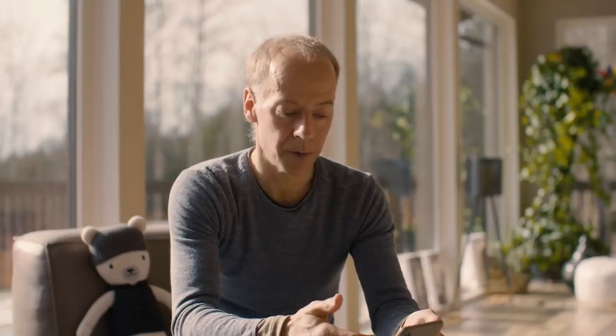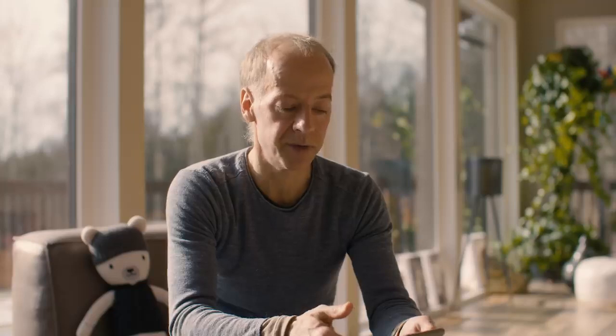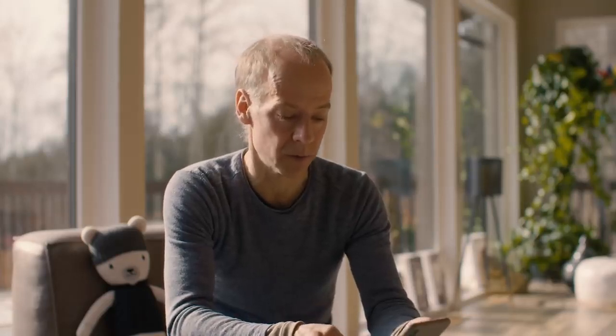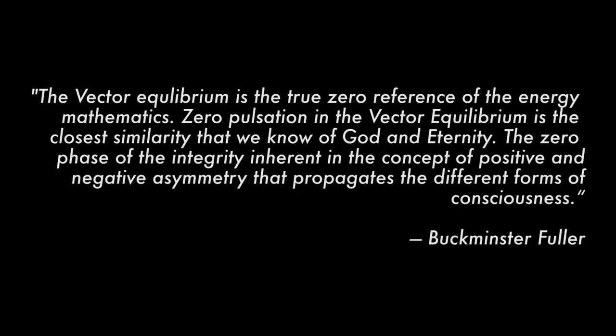Because all the vectors have the same length and angular relationship, vector equilibrium is the perfected vibrational condition in which energy movement counterphases to a state of absolute balance. So let me give you his wording. The vector equilibrium occurs where the balance between positive and negative is zero, right? So you're hitting the zero space. The vector equilibrium is the true zero reference of the energy mathematics.